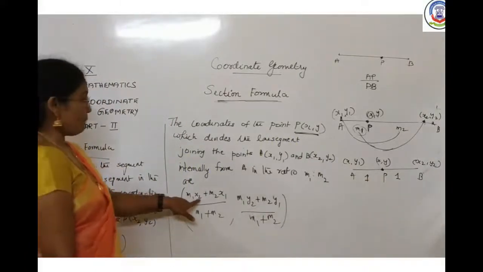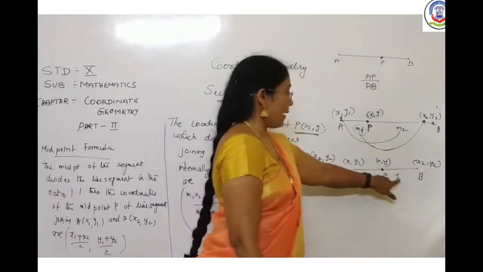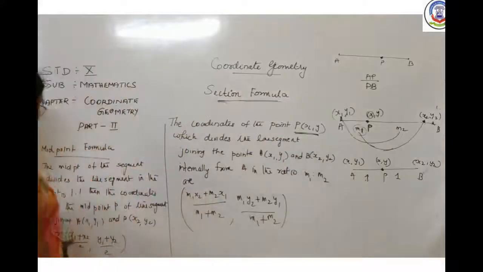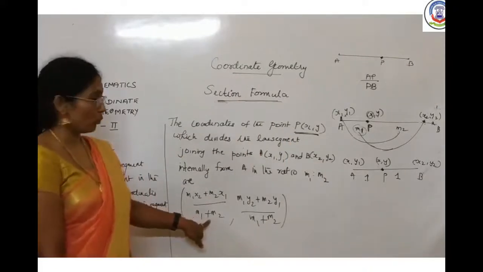You can say that m1 into x2, that means 1 into x2, plus m2 into x1, that means 1 into x1. That means 1 into x2 plus 1 into x1 is x1 plus x2, upon 2. By 2, because m1 plus m2, that means 1 plus 1, is equal to 2.